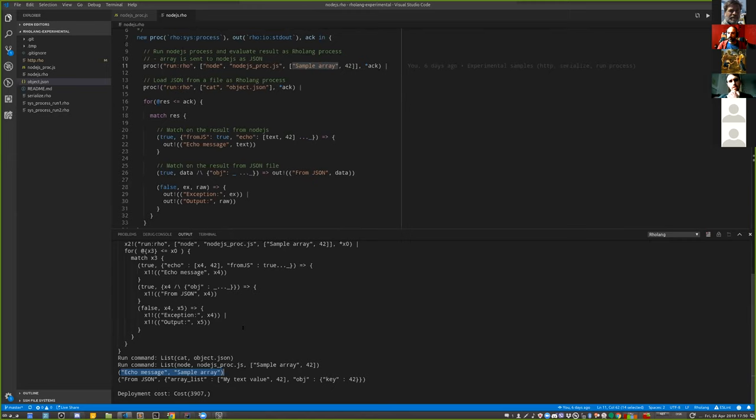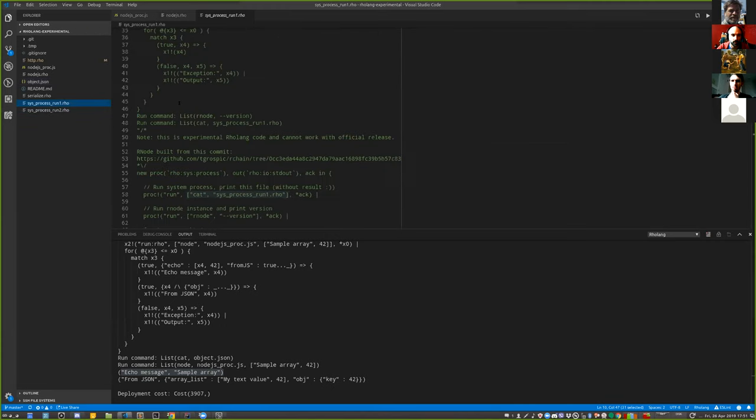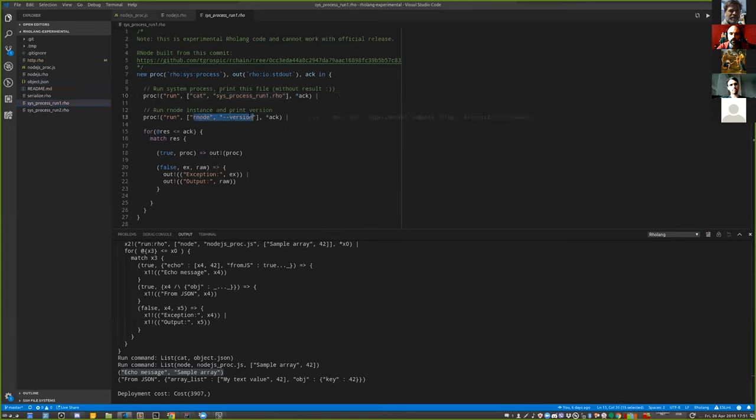So is there a particular reason that you're choosing to send this stuff to Node.js? No, there is not. It's just a proof of concept, and it's easy to get JSON. This is why I'm using cat here, just for reading the file as a string. And in this example I'm also running a command, like rnode version. Yeah, right. Cool, man. That's all for me. That's pretty awesome.